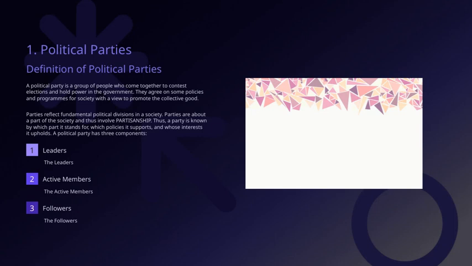Let's take a closer look at the structure of political parties. On this slide, we see the hierarchy of party members. At the top, we have the leaders, number 1. These are the key figures who guide the party's direction and make important decisions. Next, we have the active members, who are number 2. These members actively participate in party activities and support the party's initiatives. And at the base, we have the followers, numbered 3. They support the party's ideals and help spread its message.